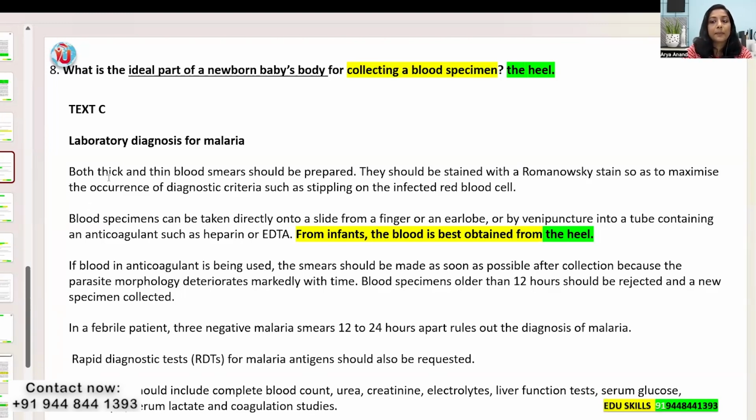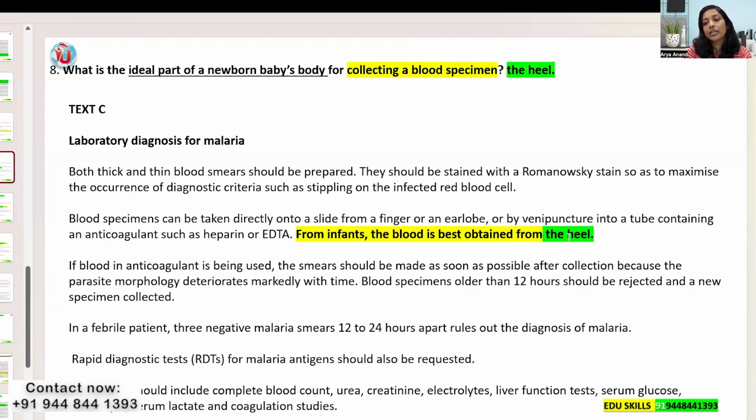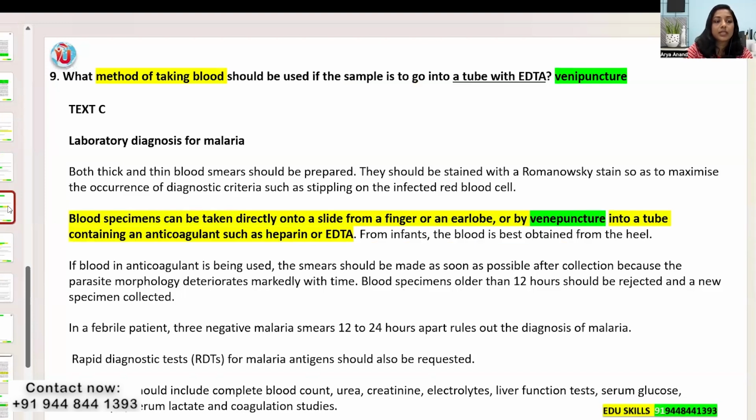So you need to write the heel. Can I write heel only, or do we have to write the heel? The heel you need to write because it's a body part, right? Yes, you need to write the heel. Then what method of taking blood should be used if the sample is to go into a tube with EDTA? And one thing you need to remember: if the word the is not there, no need to write it. Here the is there, so you need to write it. Copy and paste. Okay, next question.